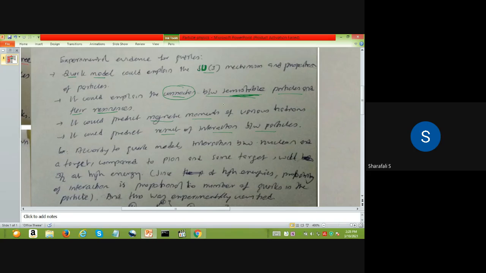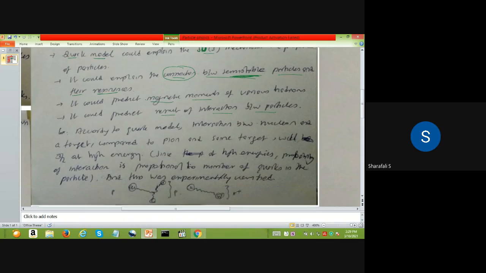So first, the model can explain the SU(3) mechanism and the properties of different particles. Second, it can explain the connection between the semi-stable particles and their resonances. And it could also predict the magnetic moment of different hadrons.